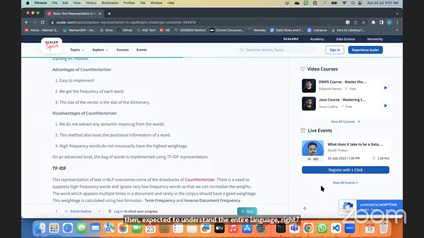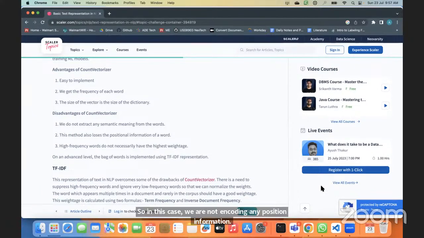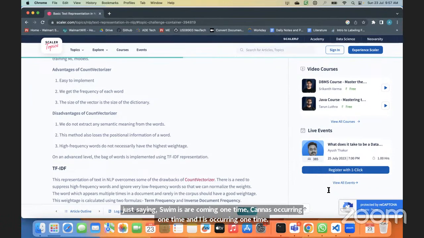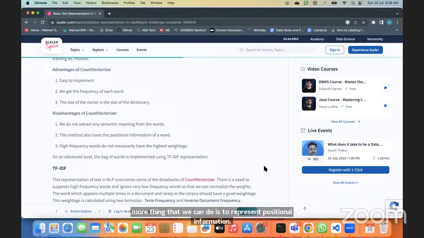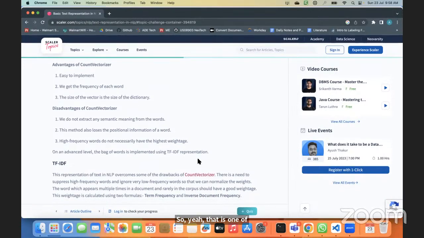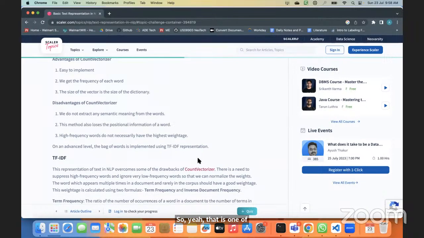In this case, we are not encoding any positional information. We're just saying swim is occurring one time, can is occurring one time, and I is occurring one time. But actually, swim can I doesn't make sense. So if I ask the model to predict something and it gives me swim can I, just because it saw the frequencies before, it doesn't make sense, right? It's not a very good chatbot or a very good NLP model. So one more thing that we can do is to represent positional information. So that is one of the disadvantages.